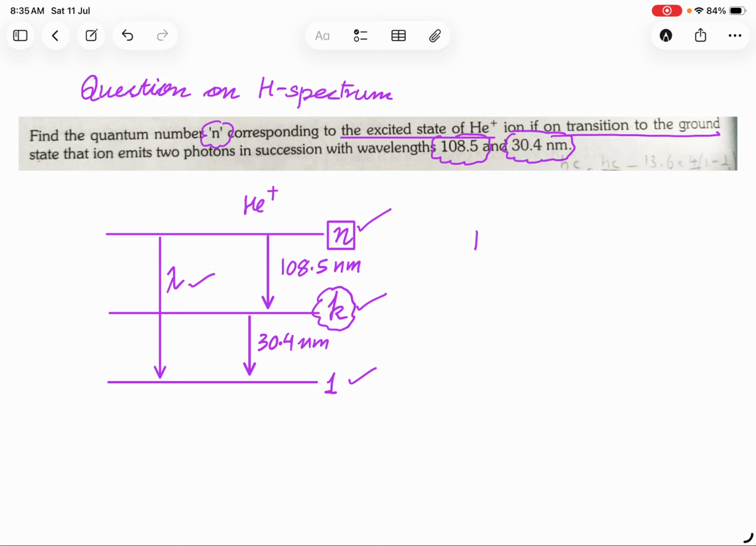So from the conservation of energy, we can apply this logic. 1 upon lambda would be equal to 1 upon 108.5. Actually, I'm using the photon energy formula. Hc has been cancelled out. So remember the background: energy is equal to Hc by lambda. So lambda would be equal to Hc by energy. So here I'm conserving energy now.